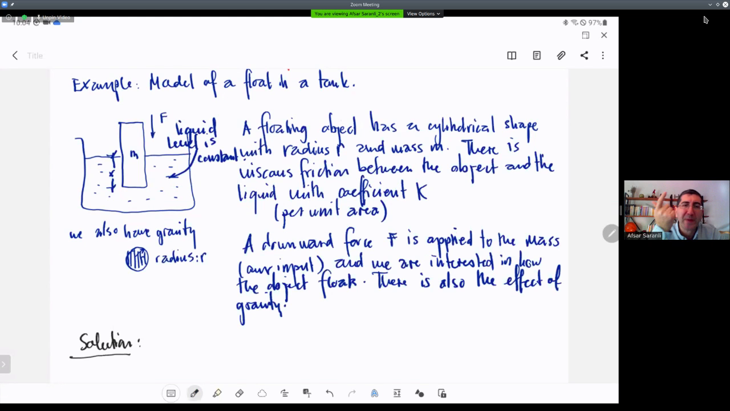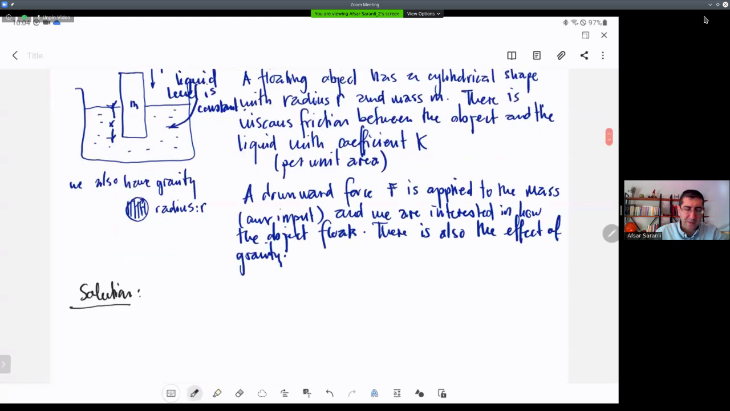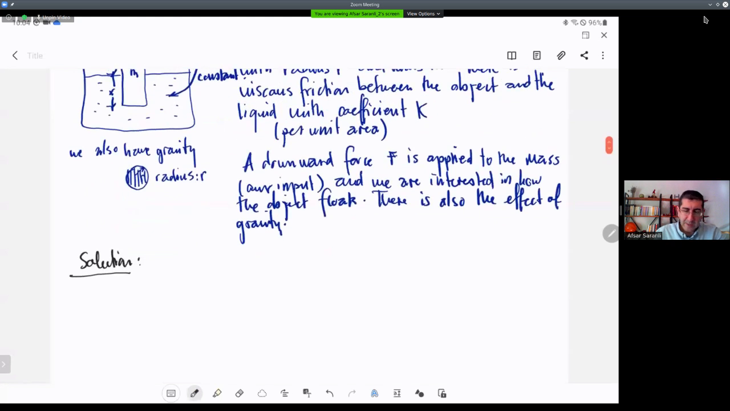So we will both make use of our mechanical system knowledge. That means we will construct a free body diagram as in 302, but we will also integrate Archimedes' principle to determine the buoyancy force, the force that lifts the mass out of the liquid. Okay? So, free body diagram.